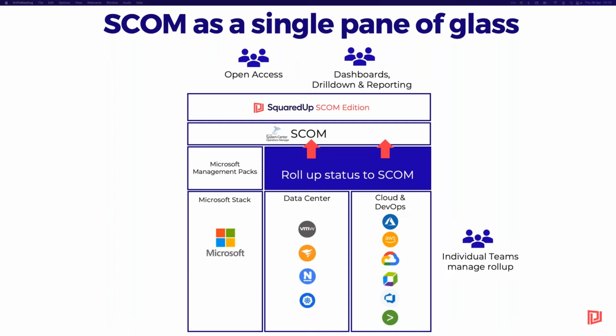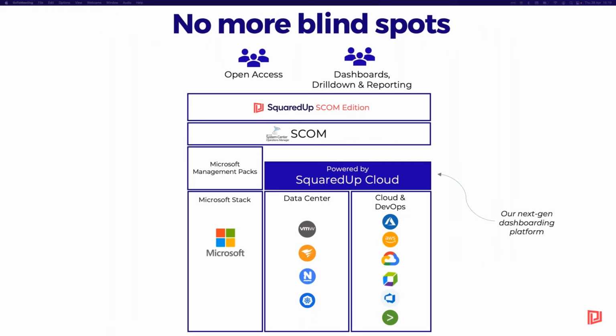And then the individual teams who manage those tools, the VM team, the network team, the app team, can use those monitoring tools as they already are, their own monitoring tools, but they can plug those into Squaredup to roll up the status into that centralized view. So then the question is, okay, how are we going to do this without building out a management pack for every one of these tools, back to where we started? And so that brings us to what we're introducing today.